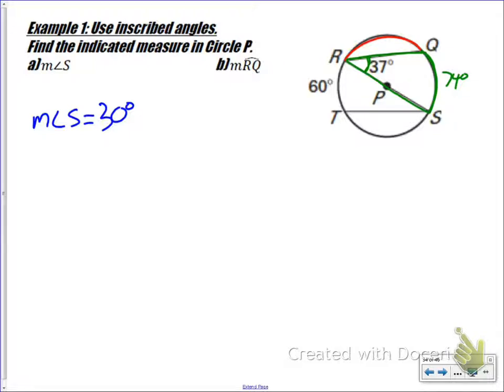But that's not what I'm looking for. I'm looking for the measure of arc RQ. Since RQS, that entire arc up there, is 180 degrees, I subtract 74 from 180 and I get 106 degrees as the measure of arc RQ.